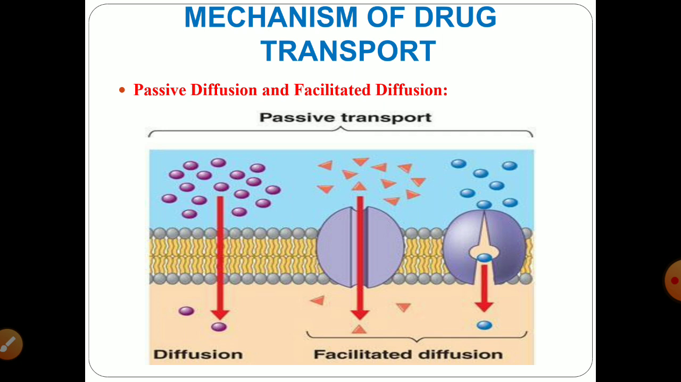Whereas, in case of facilitated diffusion, this process is a carrier mediated transport system. Facilitated diffusion operates down the concentration gradient, but this process is much faster than passive diffusion. As with passive diffusion, here again the concentration gradient is the driving force and no energy expenditure is involved.